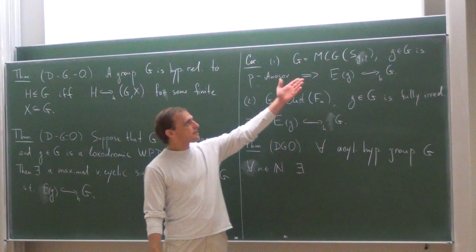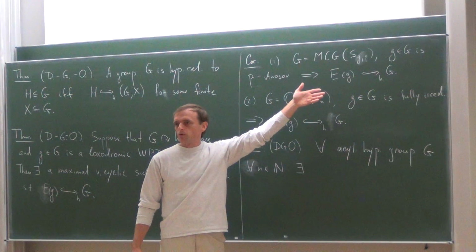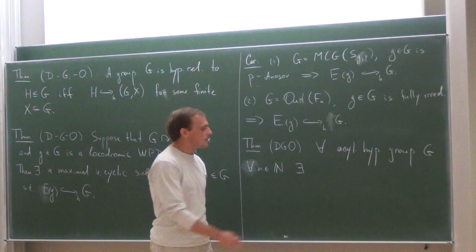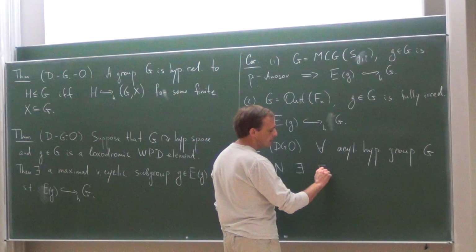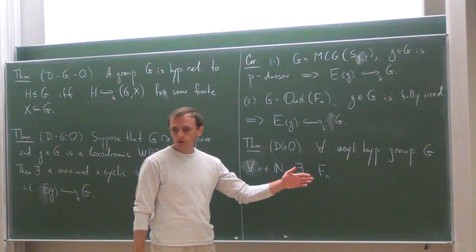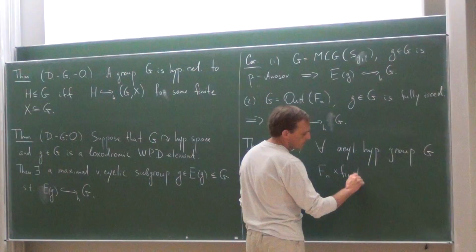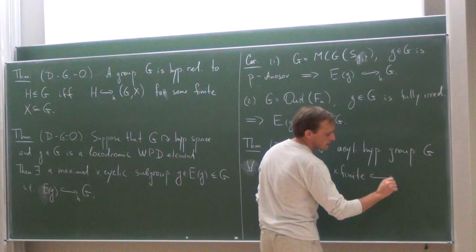Well, you can ask, in these examples, all hyperbolically embedded subgroups are virtually cyclic. Are there non-virtually cyclic examples? Here they are. There exists a hyperbolically embedded subgroup which is isomorphic to Fn, the free group on n generators, cross a finite group. And this is hyperbolically embedded.